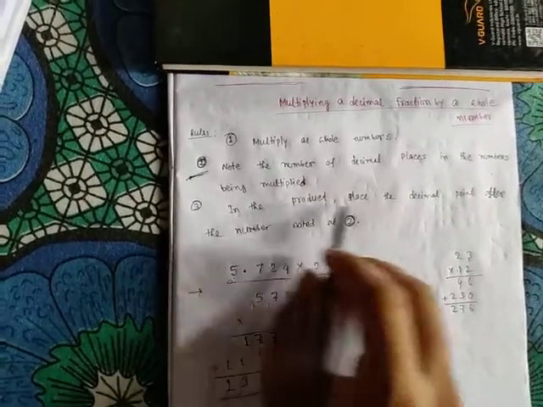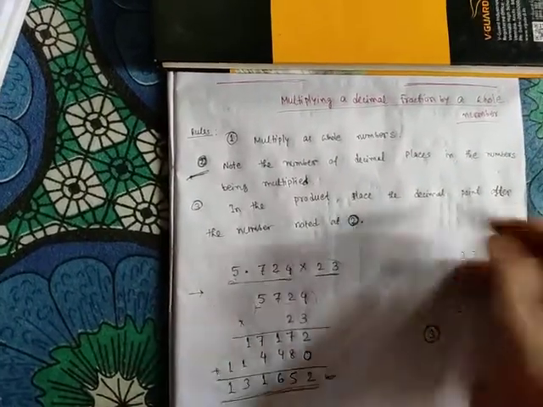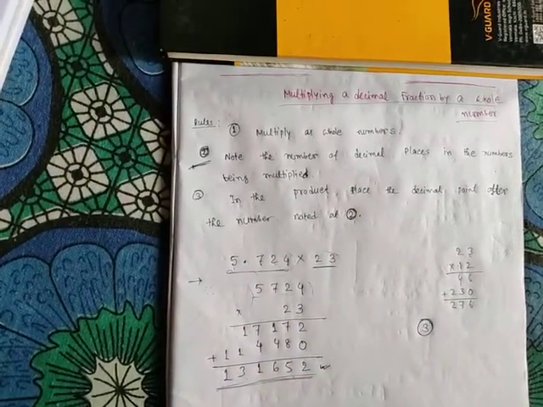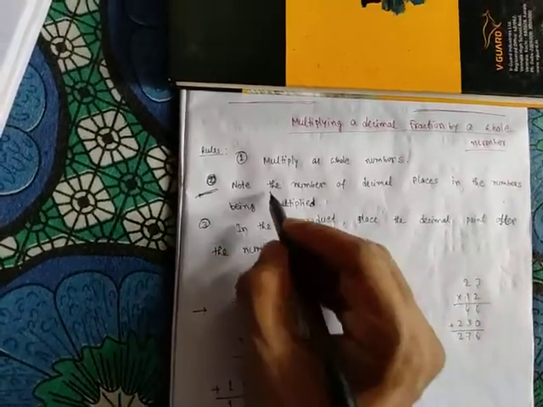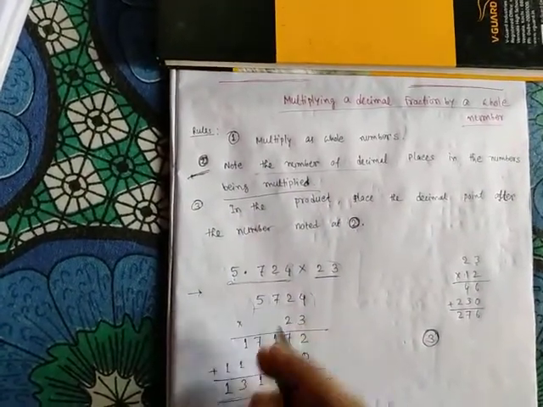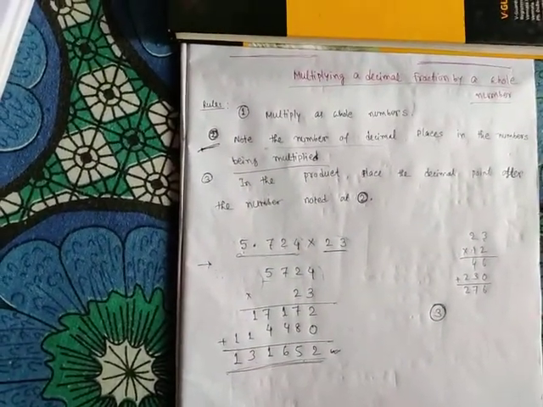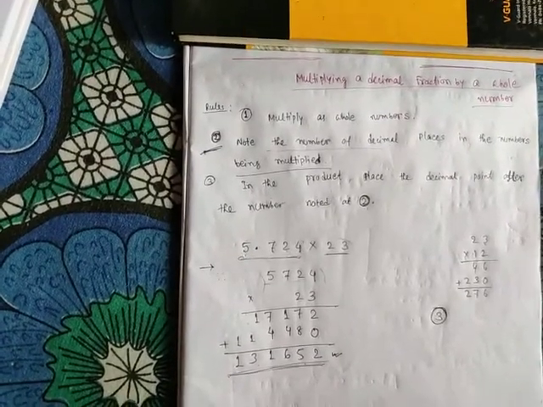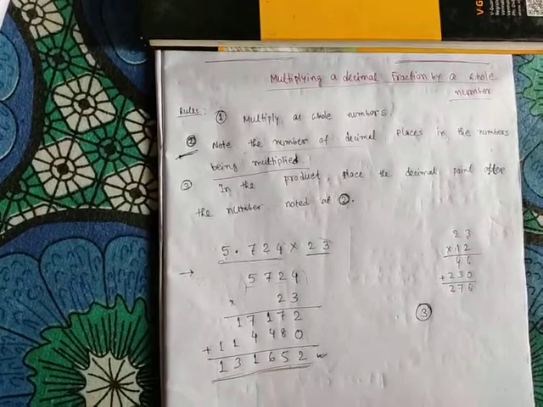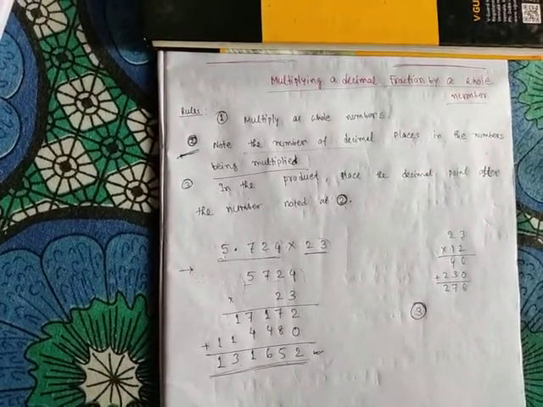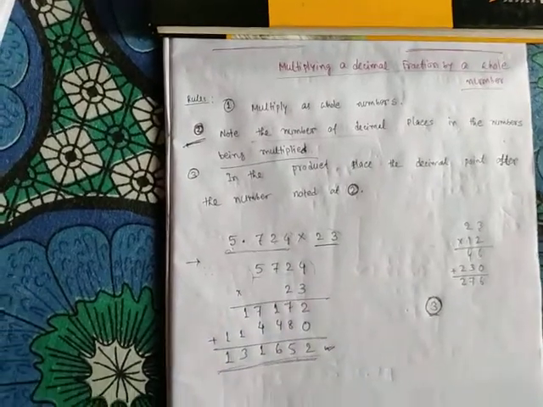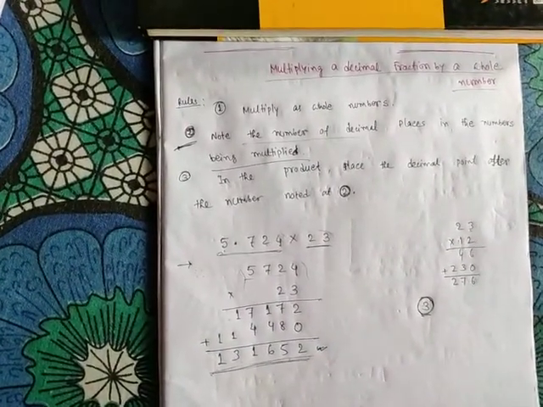So place the decimal point where? After the number noted at 2. Noted at 2 means this. How many digits are there in the decimal fraction? See, there are 3 digits. I have counted. There are 3 digits.